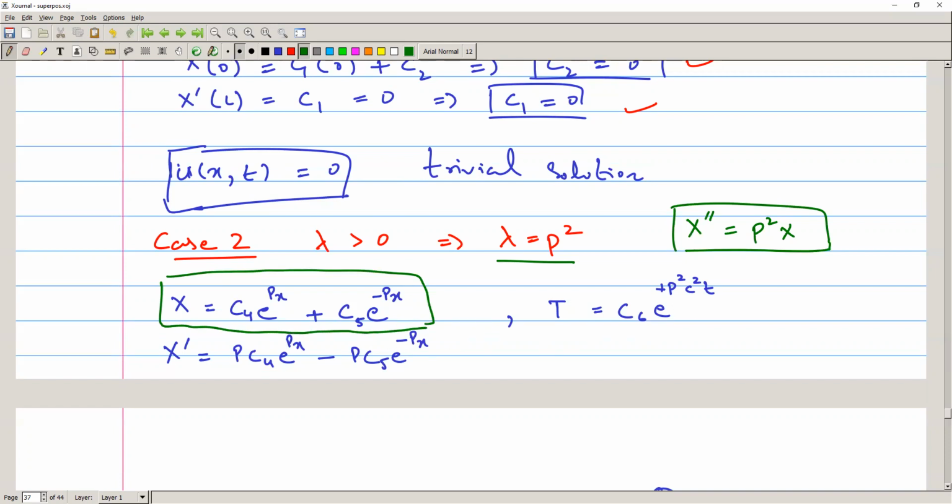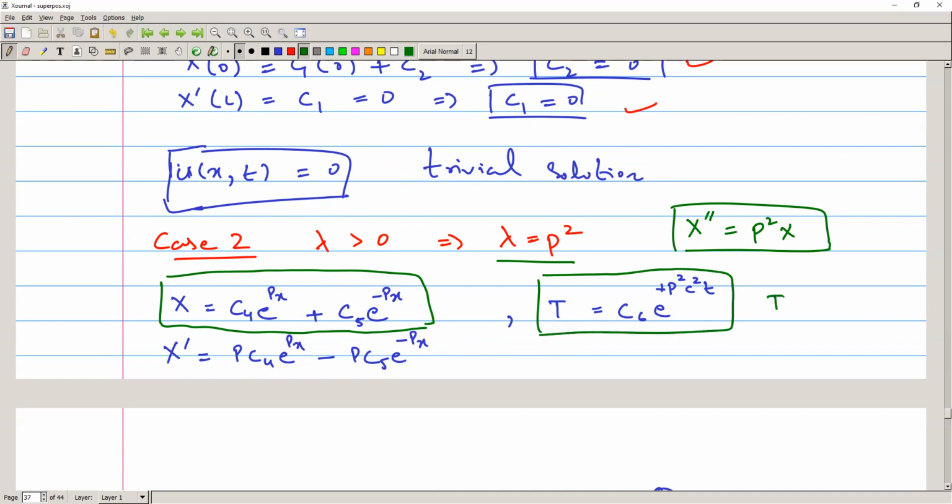Now we have a boundary condition, so we have to calculate the derivative also. Here the derivative will be X prime equals p c4 e to the power px minus p c5 e to the power negative px. And then when we solve for T, we will get this solution.